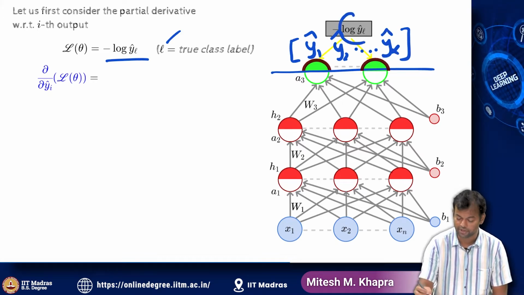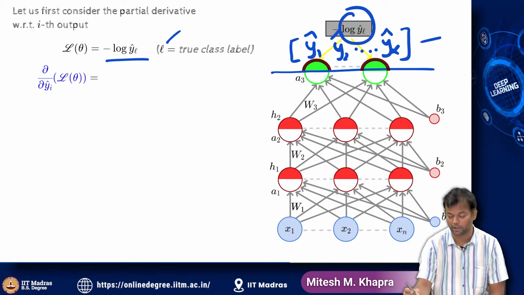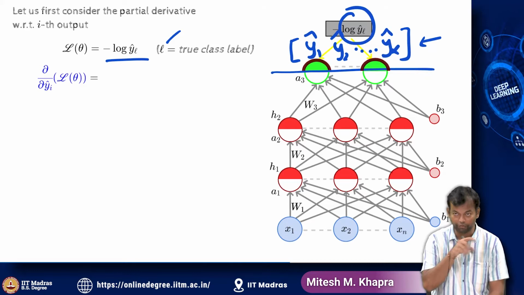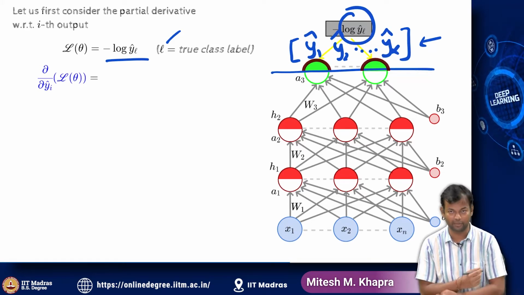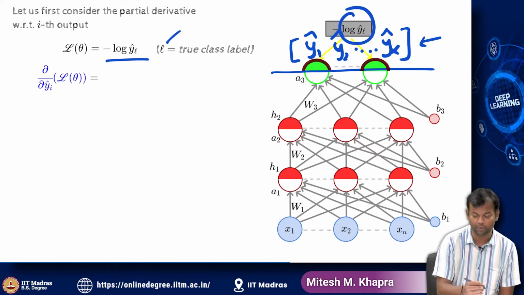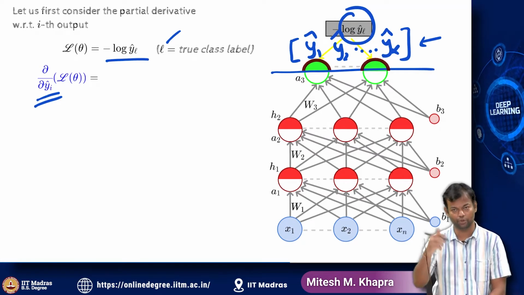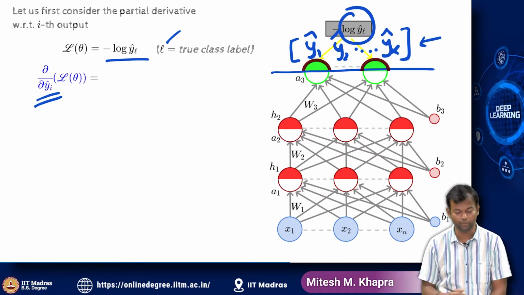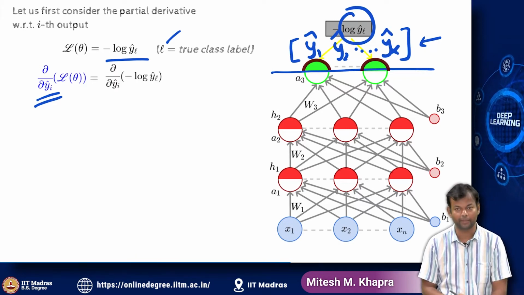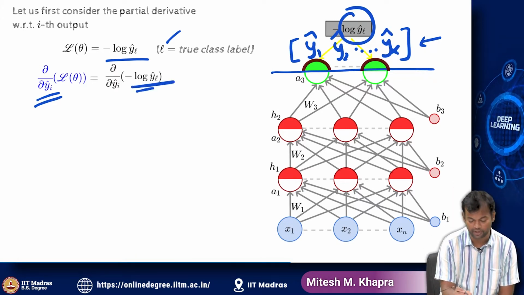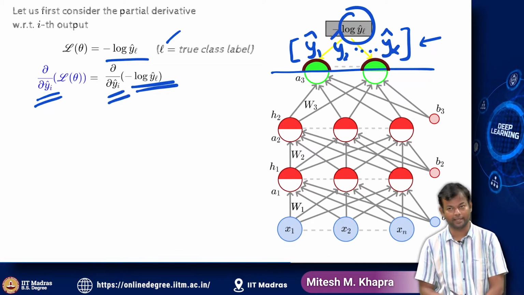My loss function is minus log y hat L. That means the negative of the log of one of these values. Which value? The one which corresponds to the true class label. That's the situation, and I'm trying to take its derivative with respect to one of the values. It could be y1, y2, all the way up to yk. So I'm trying to take the derivative of the loss function, which has the term y hat L, with respect to one of the yi's.